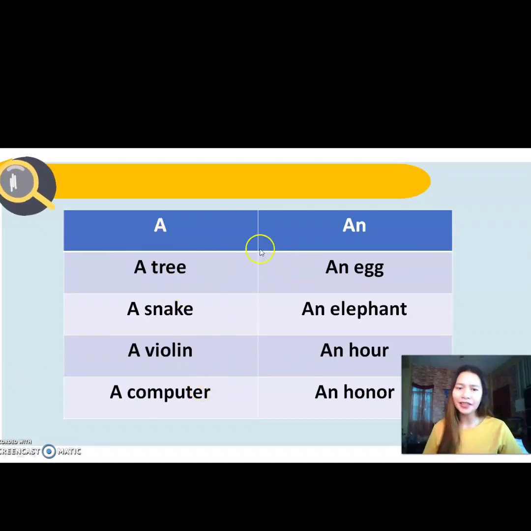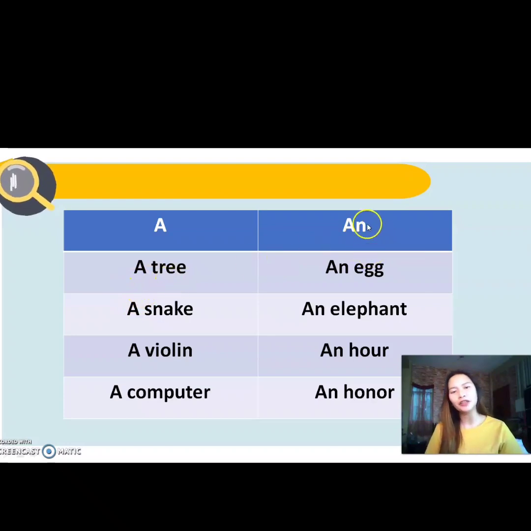We have here the table that will guide you. Let's use a as your article. So we have here a tree, which is preceded by a consonant T. We have here a tree, a snake, the consonant S. We have here a violin, a computer. So we have the consonants T, S, V, and K that are preceded by our article a.